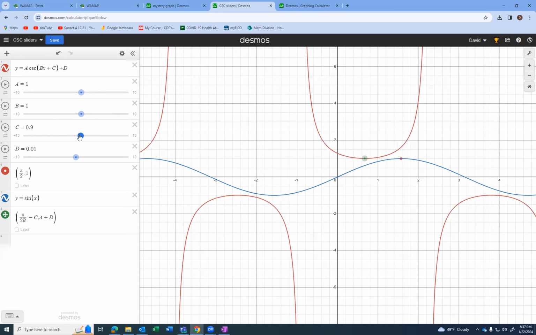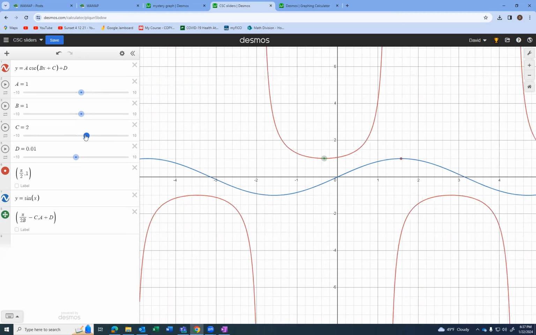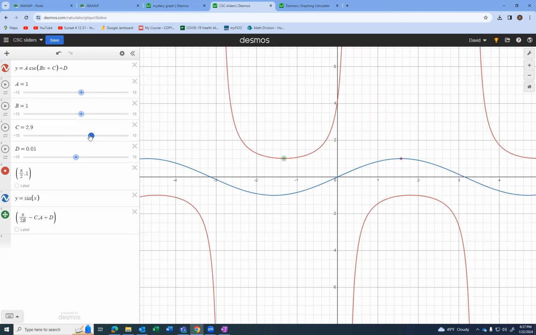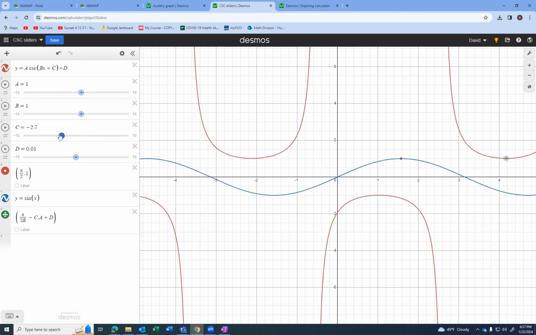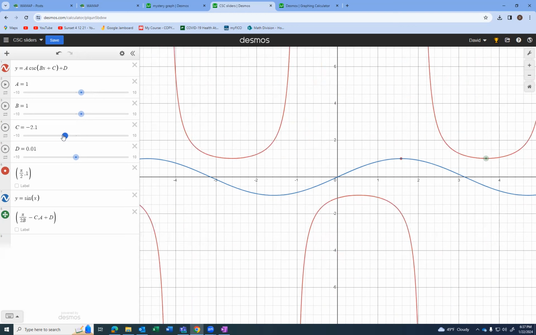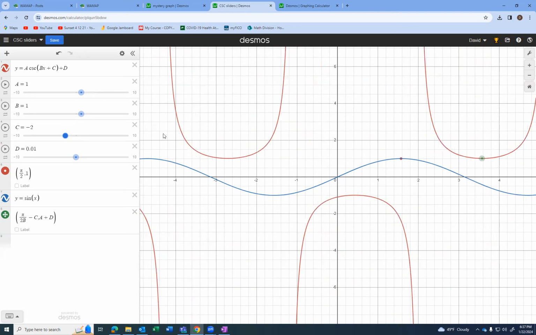c moves the graph horizontally. Notice when I move the slider to the right, if I make c in the positive direction, the graph actually seems to shift in the negative direction. And when I move c in the negative direction, the graph shifts in the positive direction. So if I look at c equals -2, where my red dot was is about 1 and 3 spots, and my green dot is 1 and 3 spots. It shifted over a total of 2 units from the red dot to the green dot.